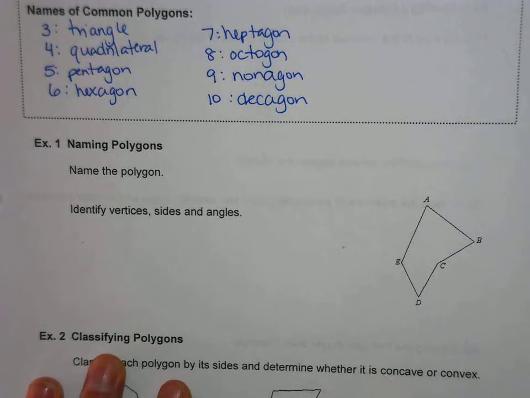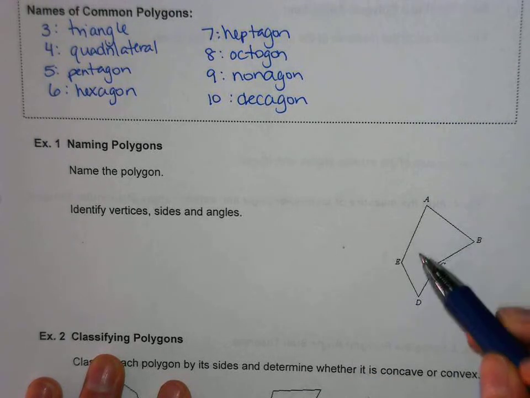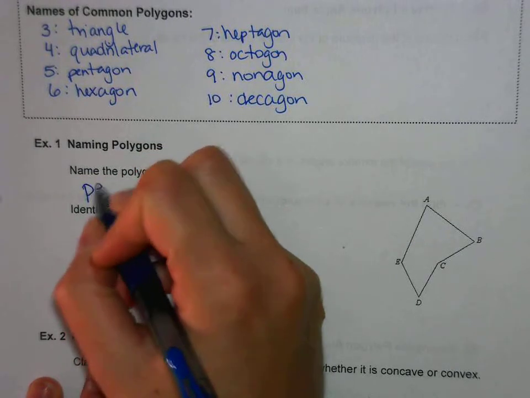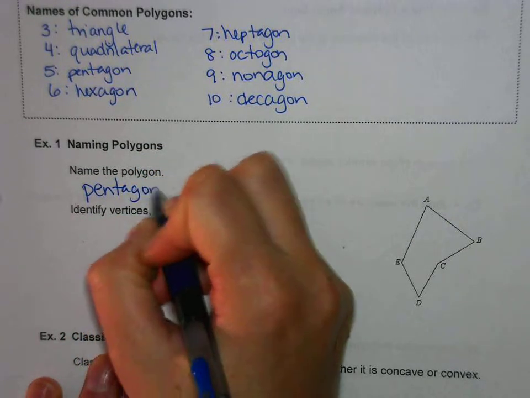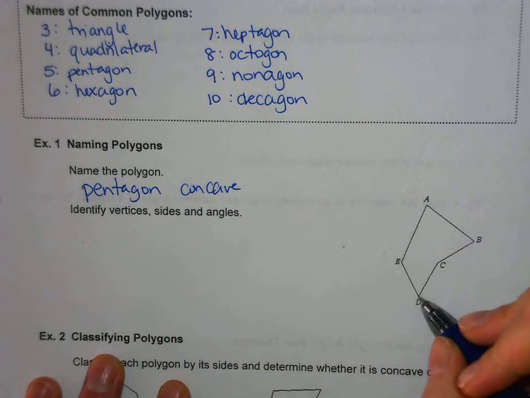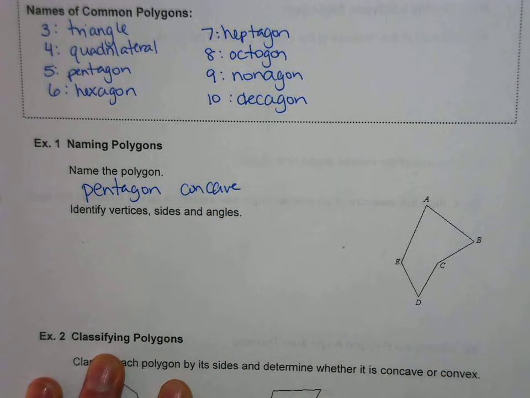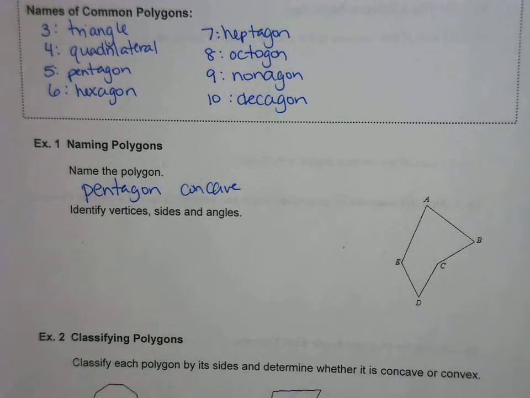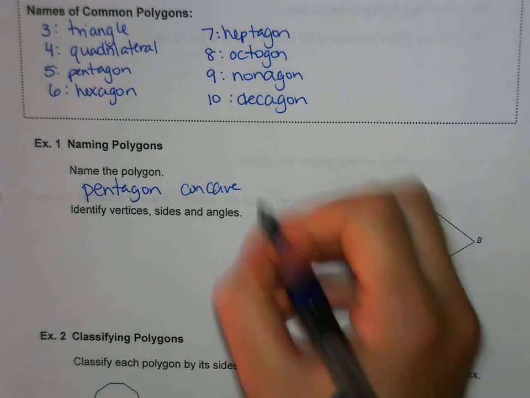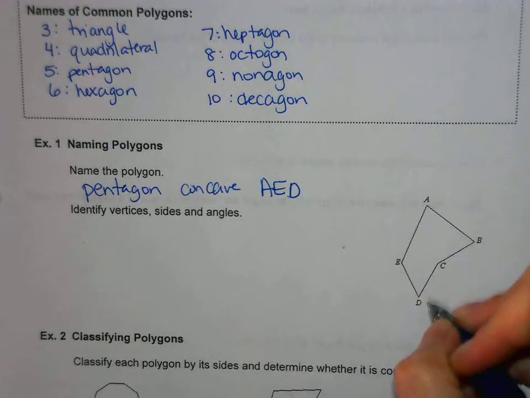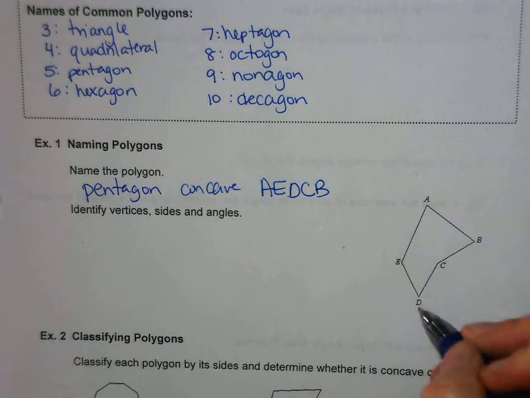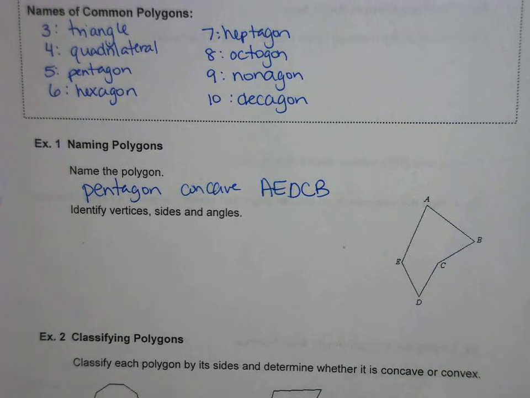So let's name this polygon. Based on its sides, 1, 2, 3, 4, 5. This is a pentagon because it has 5 sides, but it's also concave because I have a diagonal that falls outside of my polygon. If I also want to name it, I can name this A, E, D, C, B. I have to make sure I go in the correct order, whichever way I start.